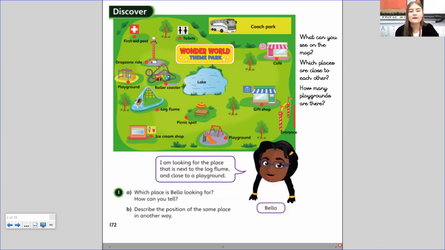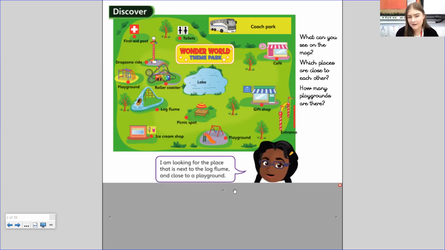So this girl, I don't know her name, Bella, says, I am looking for the place that is next to the log flume and close to a playground. Now we know that there are 2. So we need to use the information that we have here. So it's close to a playground, but that could be either playground. What else can we use to help us work out where she's looking at? So it's close to a playground, yes, but how do we know which playground?